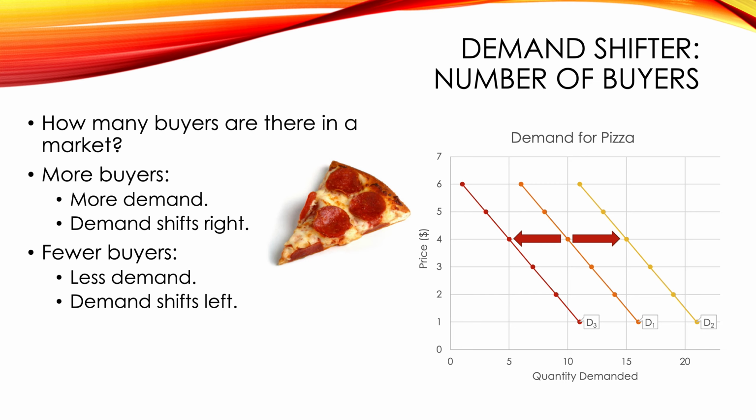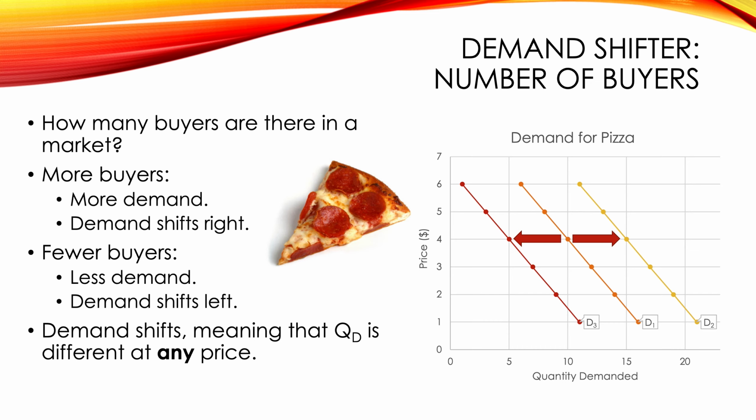And just like with the taste preferences one, it's not just that quantity demanded is changing at one price, it's changing at all prices. Because the key thing to remember for both this shifter, the previous shifter, and all shifters is that we're not changing the price of pizza here, right? The price isn't changing at all. There's some external factor, some shifter like taste preferences or number of buyers that is causing demand to increase or decrease.